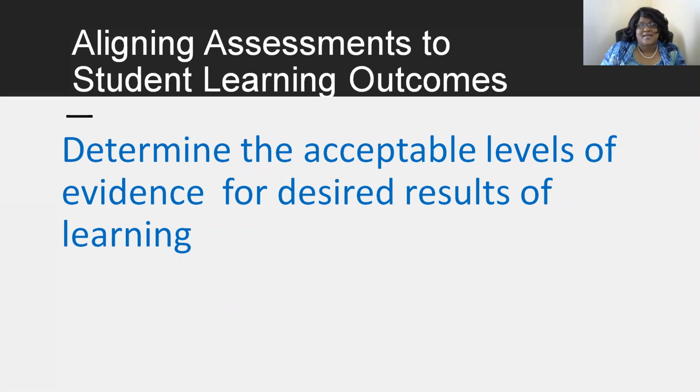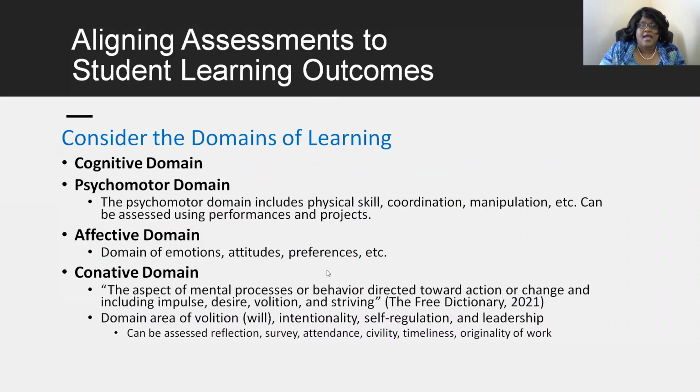And if your assessment doesn't appropriately relate or align, as I showed you in the triangle, to the outcome, then you're not really measuring what your outcome is. You really have no idea if you're meeting it or not. The other thing we need to do as we're thinking about aligning our assessments to the student learning outcomes is consider the domains of learning.